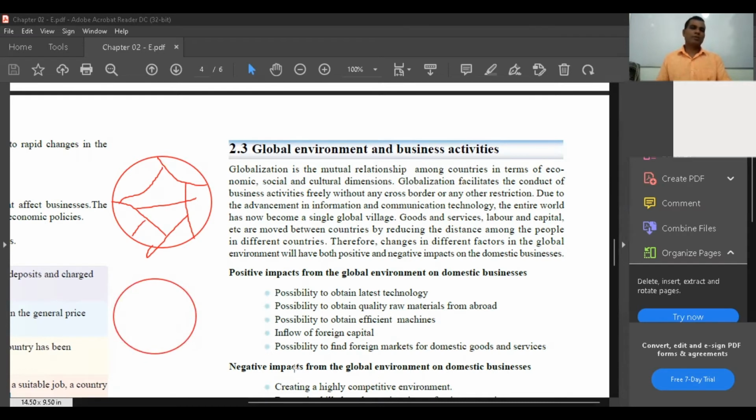Now, this is the shape of globalization. No boundary. Now, here you see there are different boundaries. In this situation, you can see different boundaries are there, geographical boundaries, economic boundaries, social and cultural boundaries. In the globalized system, there is no boundary. You see people are moving here and they are free. Goods and services are moving here and they are free. So this is what we call globalization.